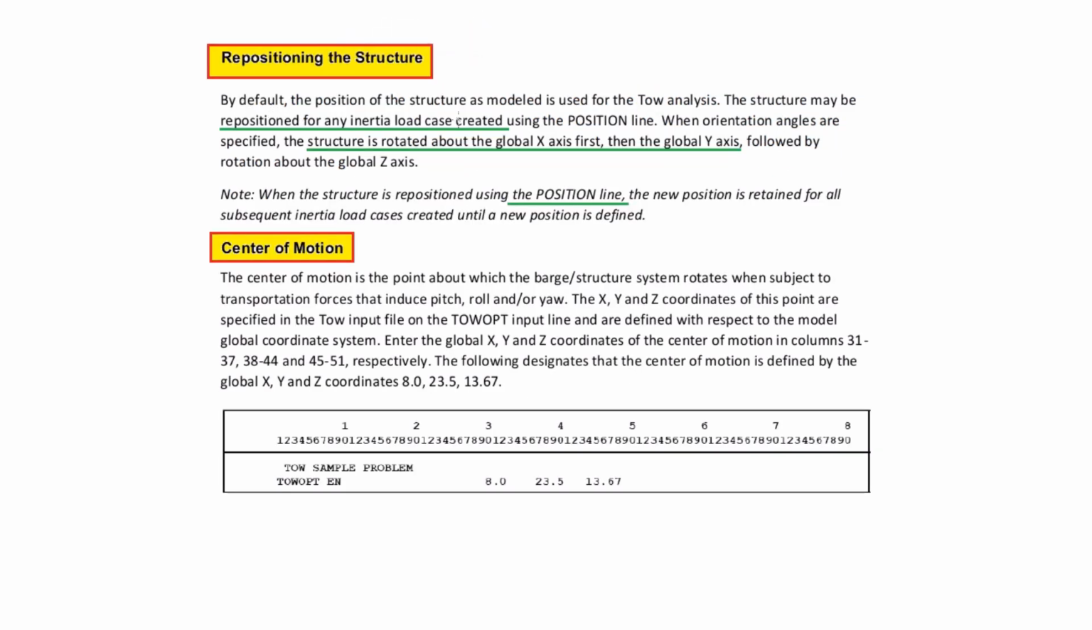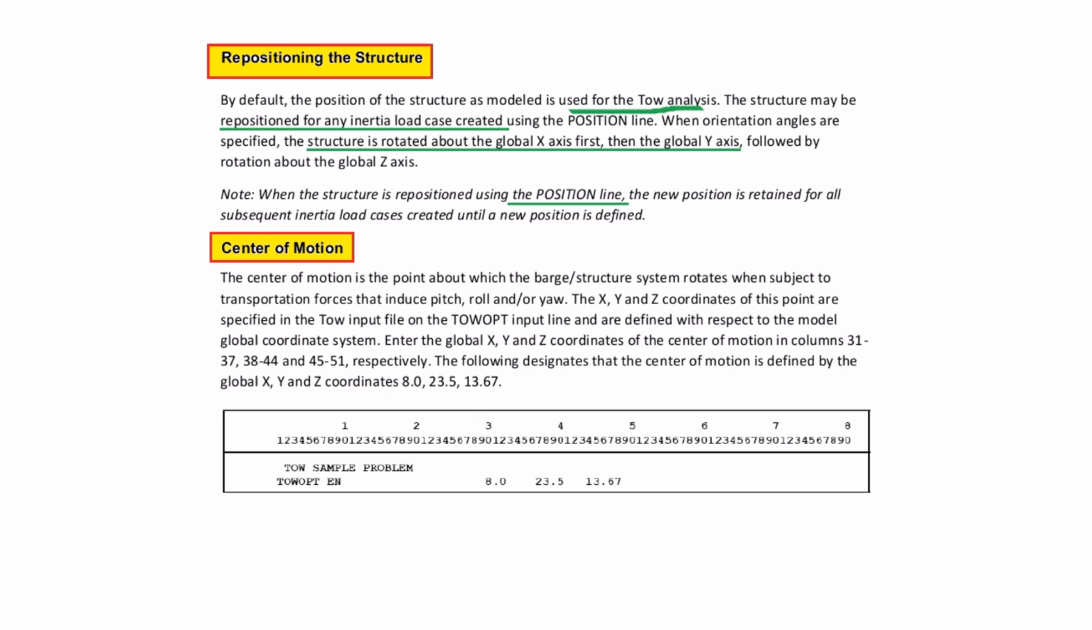By default, the position of the structure model is used in the tow analysis. The structure may be repositioned for any inertia loading cases created using the position line. When orientation angles are specified, the structure is rotated about the global x-axis first, then the global y-axis, followed by rotation about the z-axis. It means that we can reposition the structure on the barge so that we can generate the inertial loads. When the structure is repositioned using the position line, the new position is retained for all subsequent inertial load cases until a new position is defined.